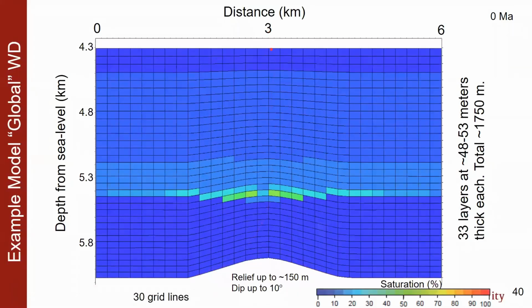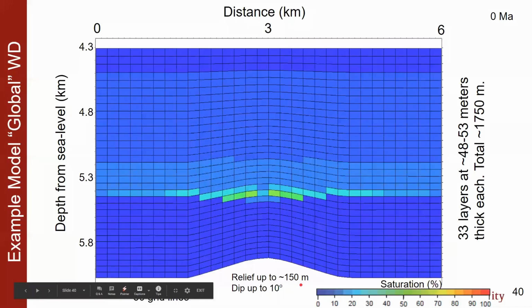We found that when we had flat sediment layers, the gas hydrate accumulations were far too random. We didn't have any focused fluid flow, and it's not really representative of nature. We want some sort of relief, some sort of geologic variation. So here we have a relief of up to 150 meters and a dip of up to 10 degrees.